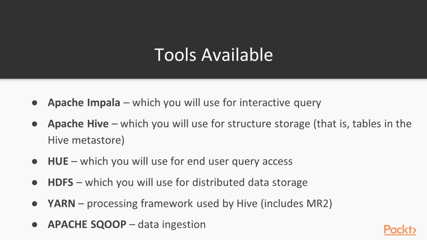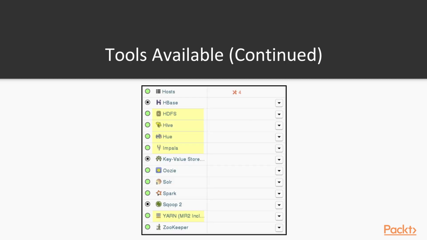Also, we'll be using Apache Sqoop. This is a simple command line tool that allows us to ingest data into Hadoop from other sources. When installing our tool, we'll choose that we want HDFS, Hive, Hue, Impala and YARN. But we can also take HBase, Oozie, Solr, Apache Spark, Sqoop and ZooKeeper. So if you want to experiment with more tools, go on.